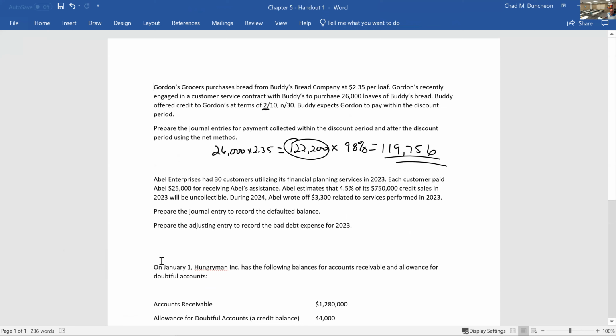Okay, question number 2, Able Enterprises has a financial planning service. Each customer pays $25,000 for receiving. So that makes it $750,000 in credit sales, and estimates 4.5% of its credit sales will be uncollectible and during the year wrote off. Okay, so we're doing an allowance method here. We are estimating by the percentage of sales method. So first it says prepare the journal entry to record the defaulted balance. Well, the defaulted is what they know is not going to pay, so it's 3,300.